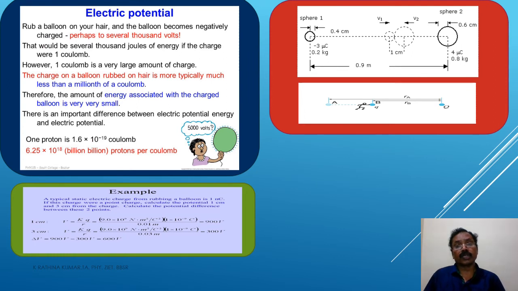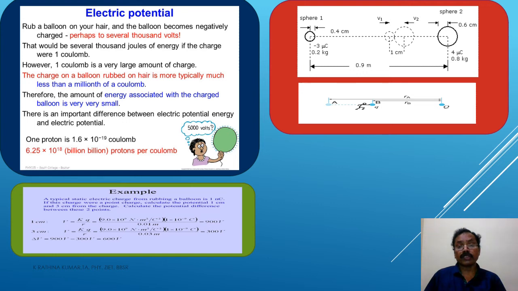Next, for remembering the electric potential: rub a balloon on your hair and the balloon becomes negatively charged, perhaps to several thousand volts. That would be several thousand joules of energy if the charge were 1 coulomb. However, 1 coulomb is a very large amount of charge. The charge on a balloon rubbed with hair is typically much less, around a millionth of a coulomb. Therefore, the amount of energy associated with a charged balloon is very, very small.